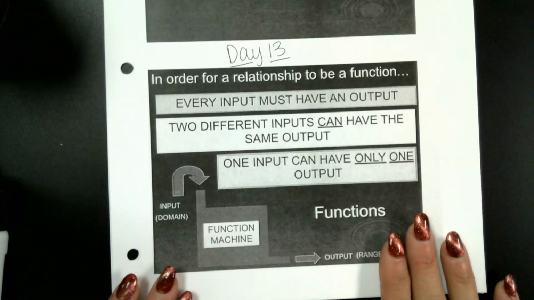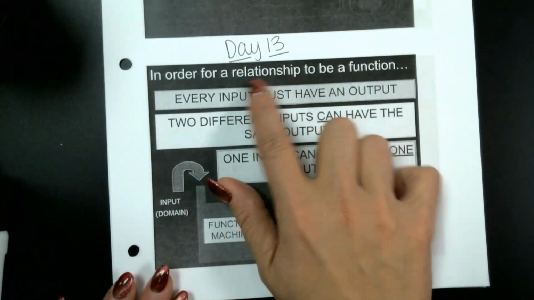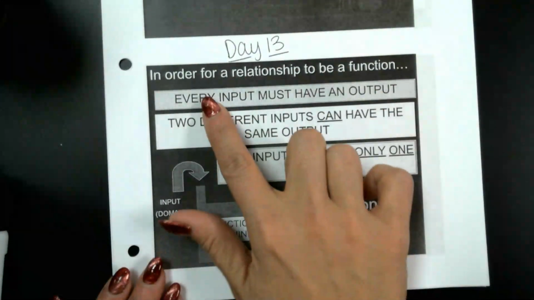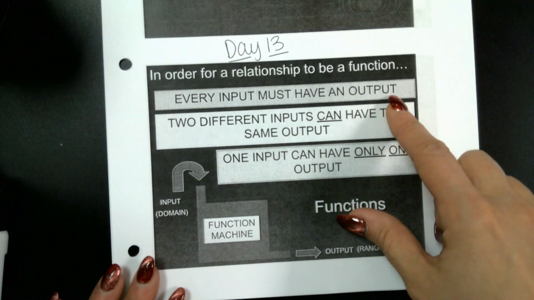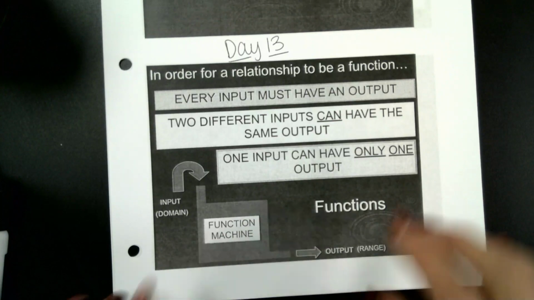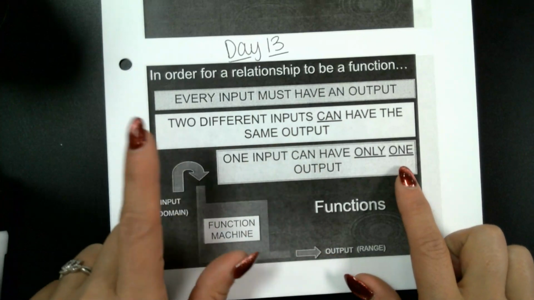Okay, so everybody take a look down here at the bottom. It says in order for it to be a function, and we really just call it a relation, every input must have an output. All of our inputs are the x values, so every x that we plug in has to have only one distinct output. Two different inputs can have the same output.